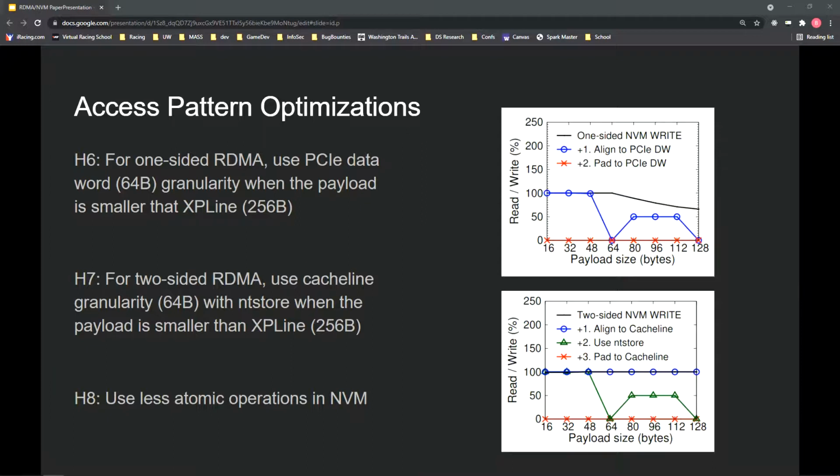Lastly, H8 is to use fewer atomic operations with NVM. This stemmed from H6 and H7, where it was found that the read-modify-write access pattern was not very friendly to NVM. Because atomic operations tend to follow a similar pattern, it was recommended by the authors to move data for atomic operations away from NVM and into DRAM whenever possible.